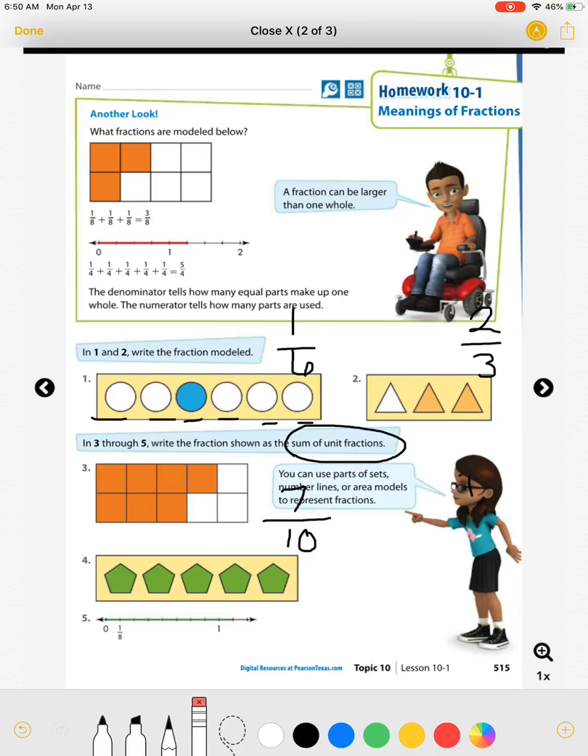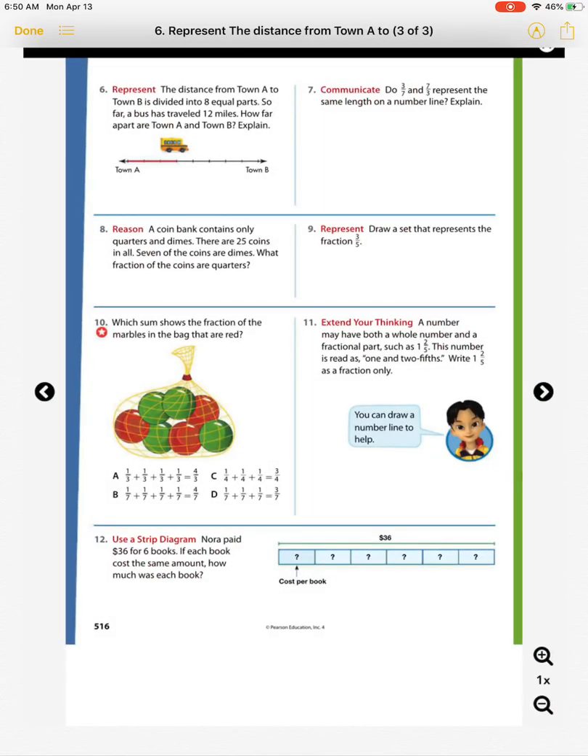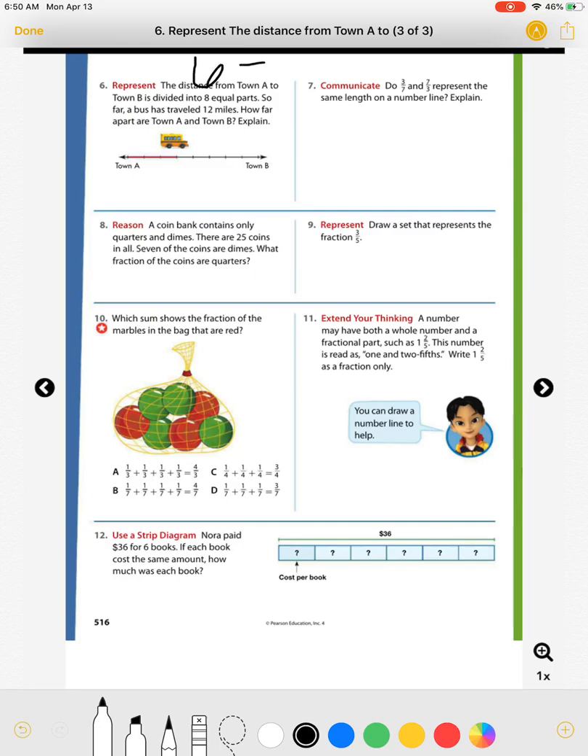Okay. Finish number 4 and 5. Then on the back, you'll complete 6 through 10. And then your choice, 11 or 12. Okay?